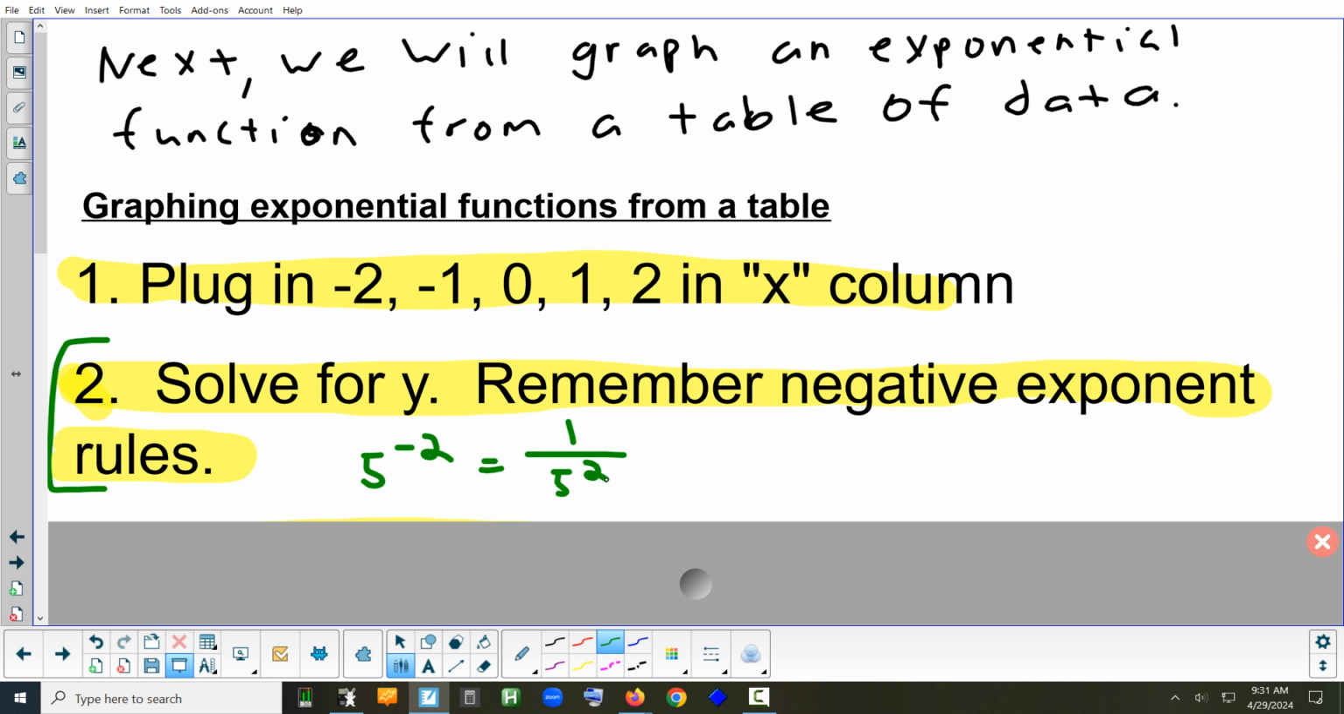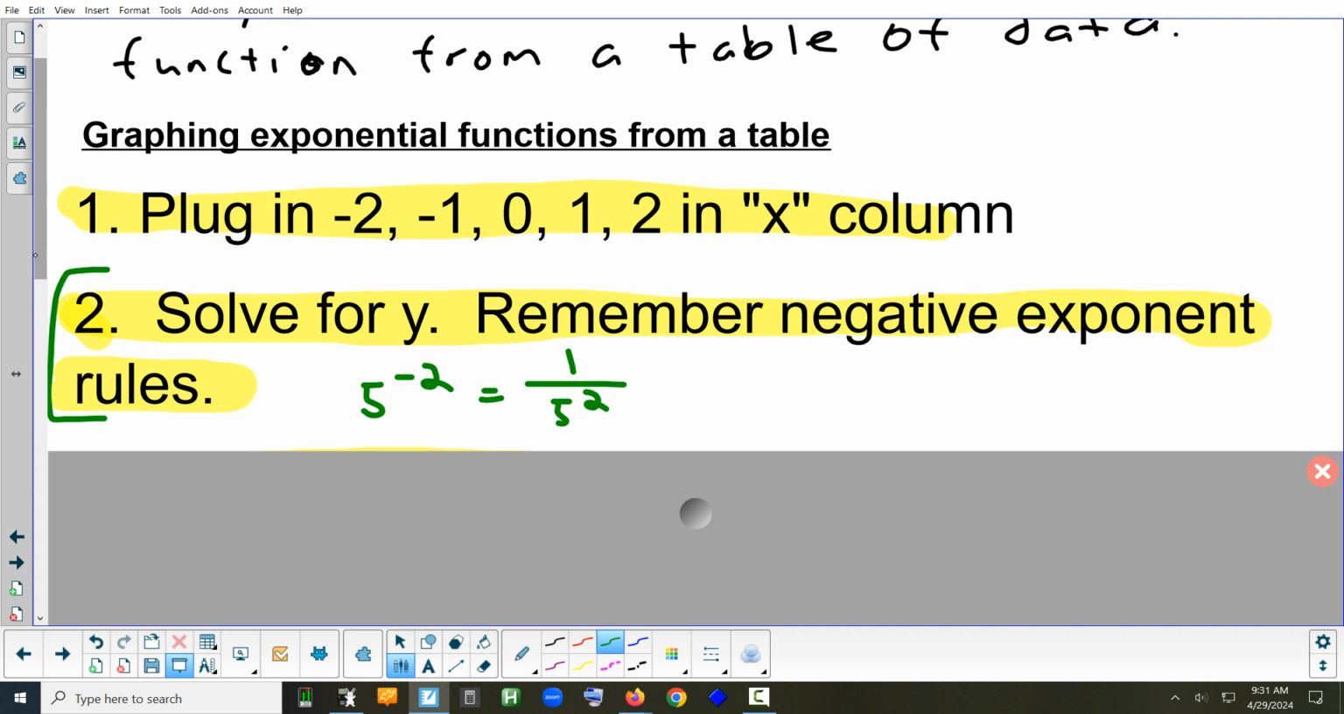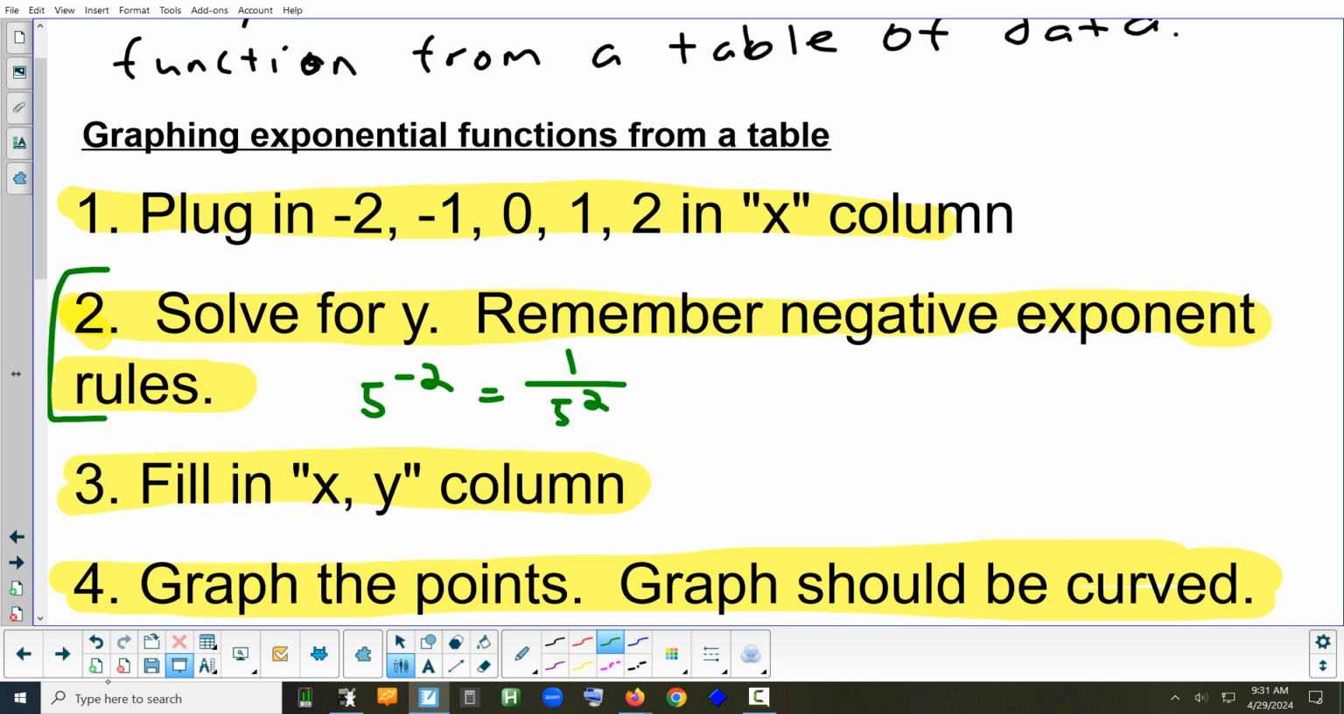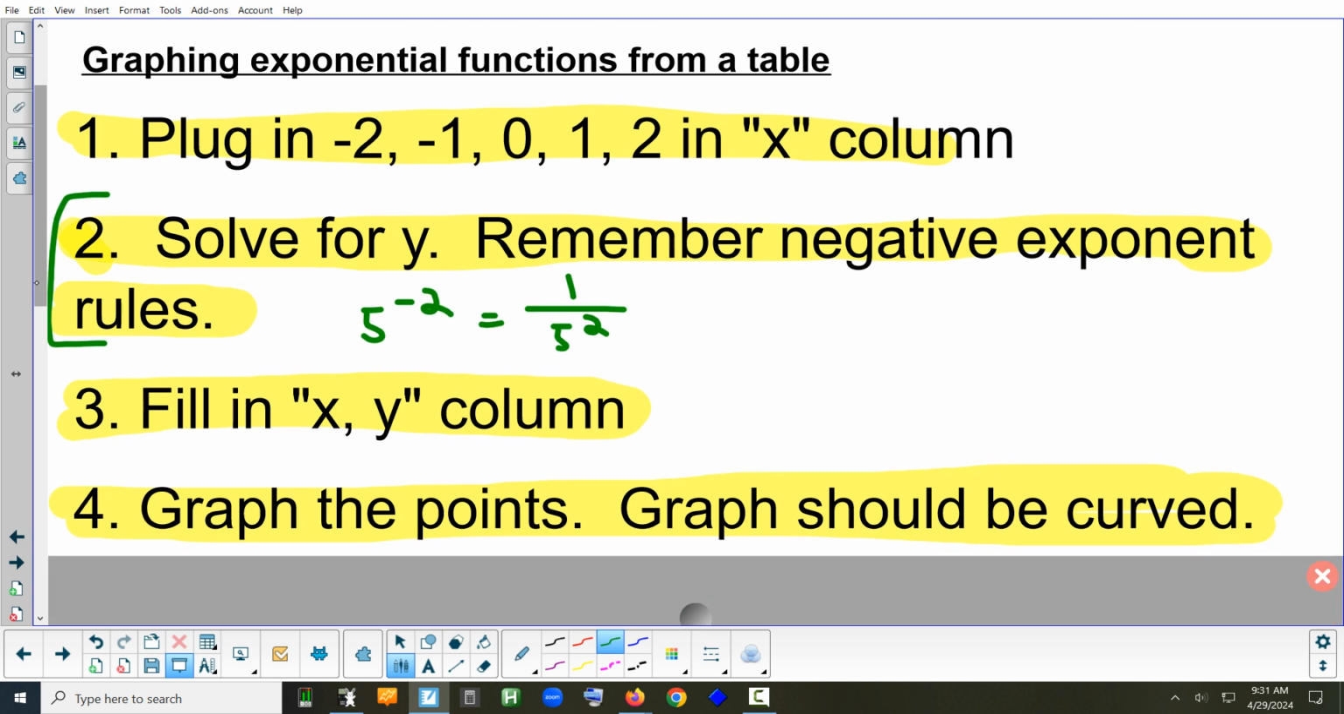So it's just an example to try to remind you how to do negative exponents. All right, so basically steps 1 and 2, that's make your table. Step 3 is continuing the table. Fill in the XY column. So if you look at your guided notes right below step 4, you'll see what I'm talking about. There's going to be a column that says X, Y.